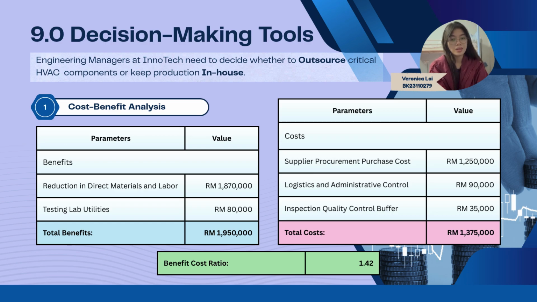On the benefit side, the total benefits which come from saving on direct material, labor and testing lab utilities amount to 1.95 million ringgit Malaysia. While on the cost side, it includes the procurement, logistics and quality control, in which the total is 1.375 million ringgit Malaysia. This gives us a benefit cost ratio of 1.42, which means that for every 1 ringgit invested in maintaining in-house production, the company gains 1 ringgit and 42 cents in return. Therefore, outsourcing appears to be a financially viable option under stable market conditions.